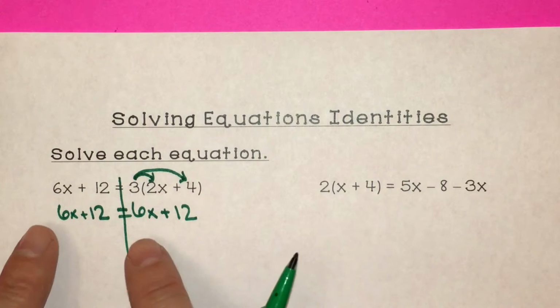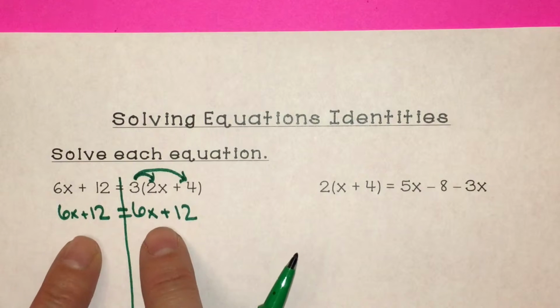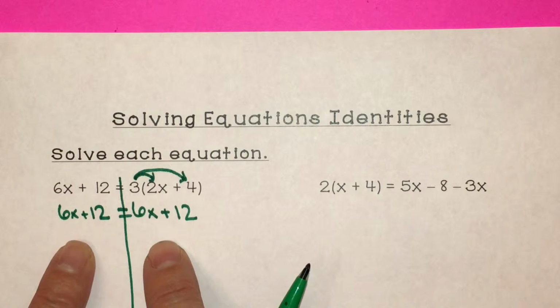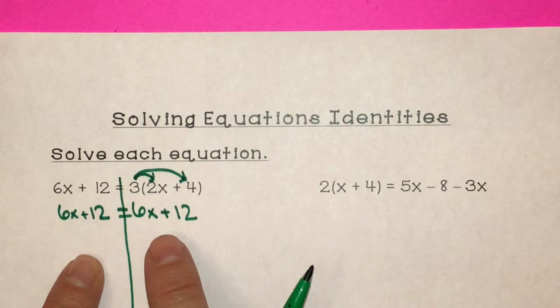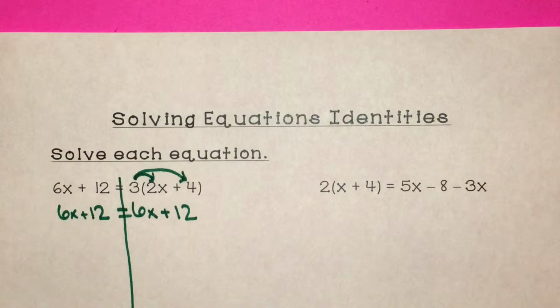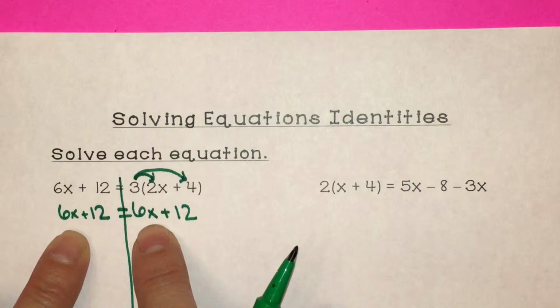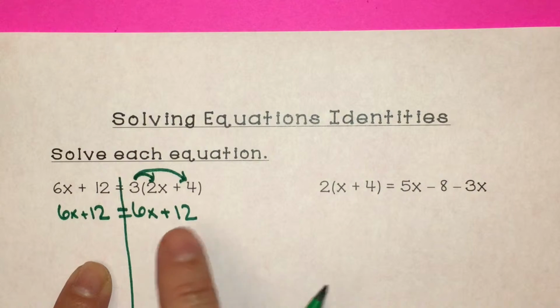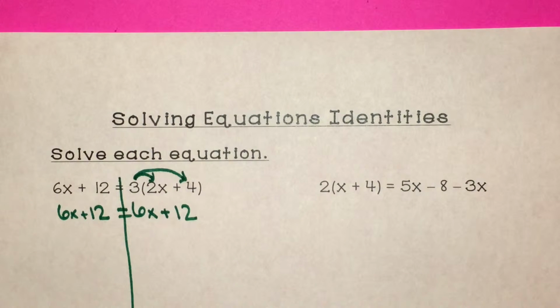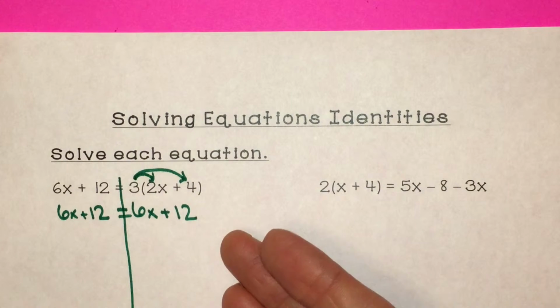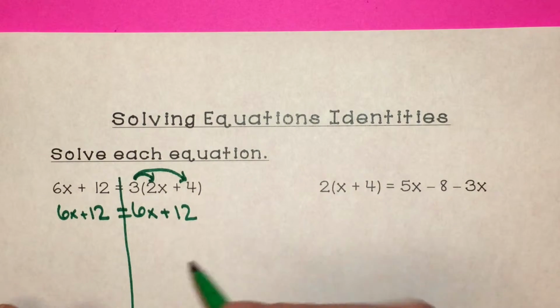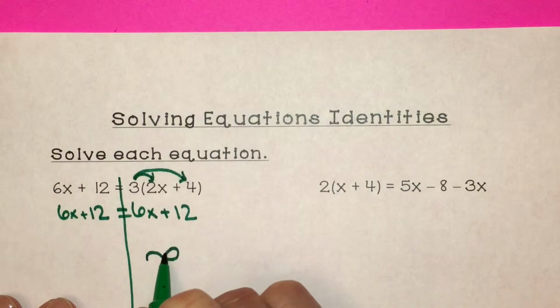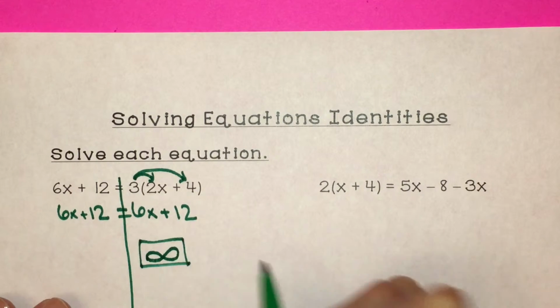I could plug in 1 for x. 6 times 1 is 6, plus 12 gives me 18. Okay, so 18 equals 18. I could plug in 100 for x. 6 times 100 is 600. 600 plus 12 is 612. So 612 equals 612. No matter what I plug in for x, the two sides will always be equal. So one way to write the answer is all numbers, because I could plug in any number for x and it works. Or there are infinite solutions, so you can put the infinity sign, and that is the answer.